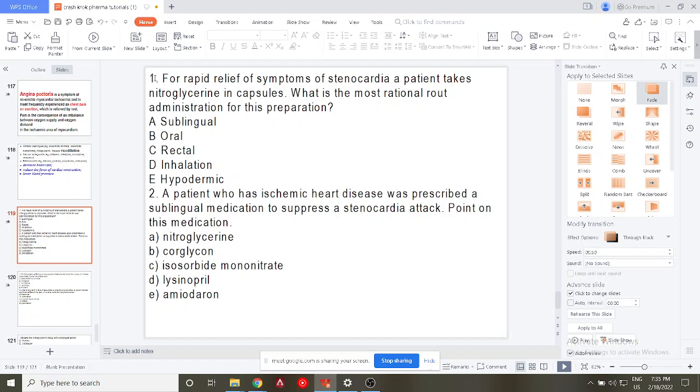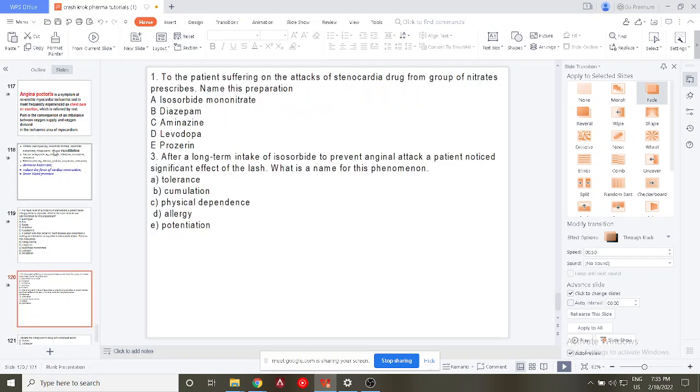Guys, someone please read an answer. A patient who has ischemic heart disease was prescribed a sublingual medication to suppress a stenocardiac attack. Point out this medication: nitroglycerin. That's correct. Next question.